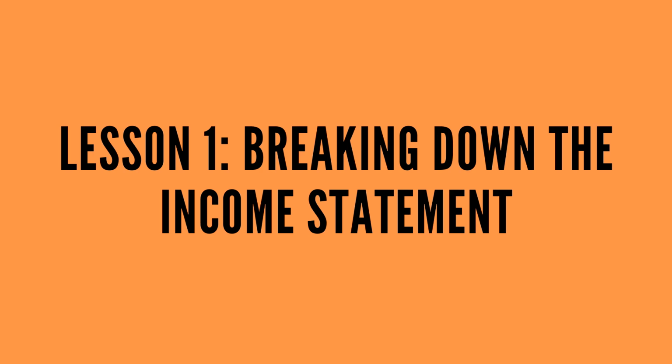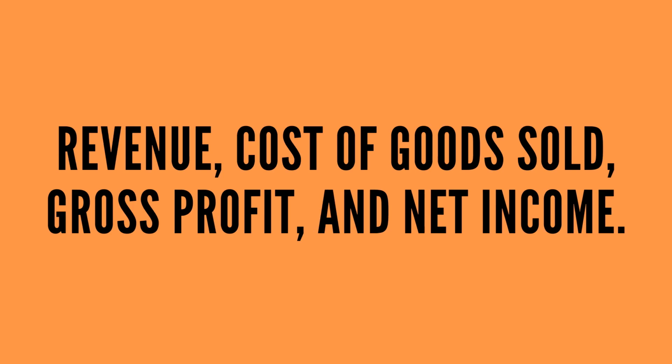Lesson 1. Breaking down the income statement. First up is the income statement, also called the profit and loss (P&L) statement. This is where you'll find key metrics like revenue, gross profit, and net income, which tell you how well your business is performing over a period. Revenue is the money your business earns from selling products or services. It's the top line on your income statement. Example, a retail store might bring in $100,000 in sales during the month, which is recorded as revenue.